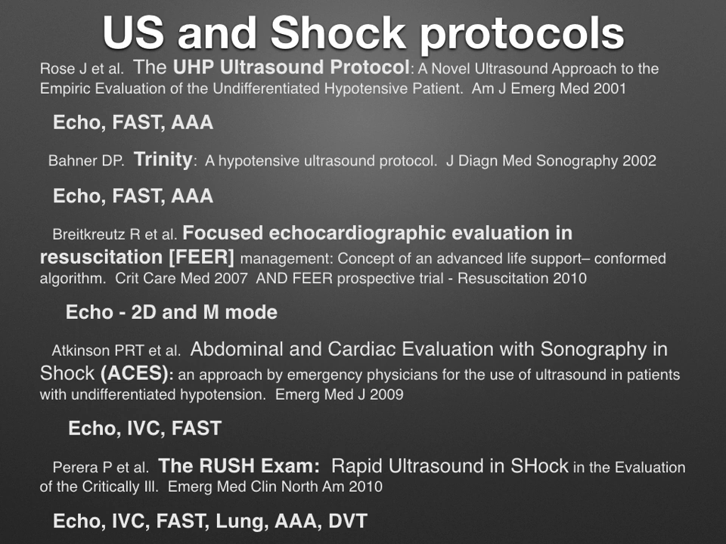Over time, a number of ultrasound protocols around hypotensive shock began to be developed. I put this slide up here not so that you remember each protocol and what went into them, but just to show you the evolution of protocols. The most commonly used protocol now is the RUSH protocol, or the Rapid Ultrasound in Shock in the Evaluation of the Critically Ill Patient. This protocol incorporates echo, IVC, FAST, lung, looking for abdominal aortic aneurysms, and looking for DVTs into a protocol for undifferentiated shock.